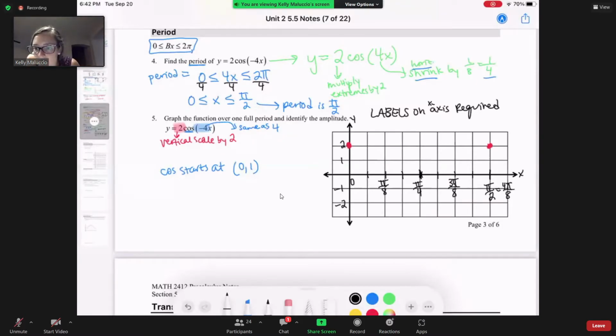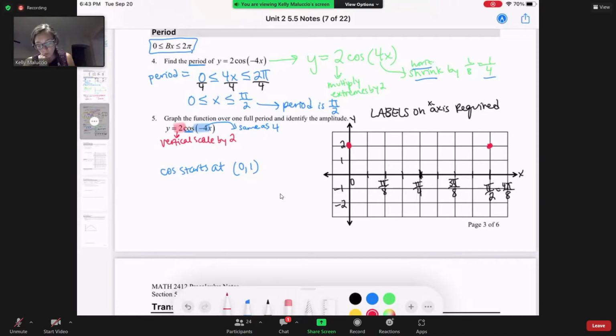Oh yeah, someone asked, does period pi over 2 mean the graph is finished? Yeah. So period pi over 2 means our graph is finished at that time. We always will start at 0. You could start at any point, but starting at 0 is much easier. And then we want to figure out where our first period ends. In this case, it's pi over 2. So that's our last point.